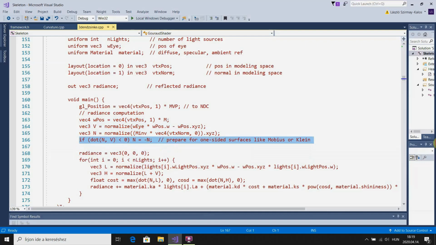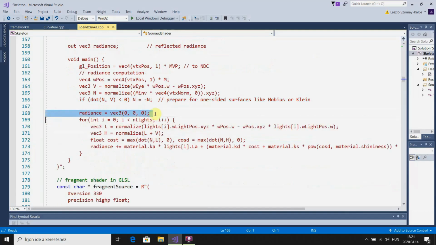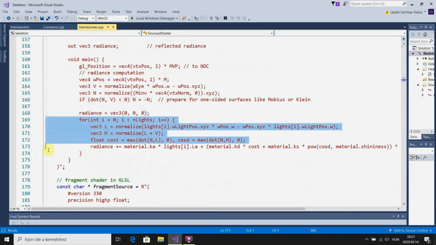Recall that when we develop the illumination formulae, we usually assume that the normal vector points in a similar direction to the viewing direction. We check whether the normal vector and the view direction point roughly in the same direction, because if it is not the case, we should flip the normal vector. Then radiance is initialized to 0 and we visit light sources one by one.